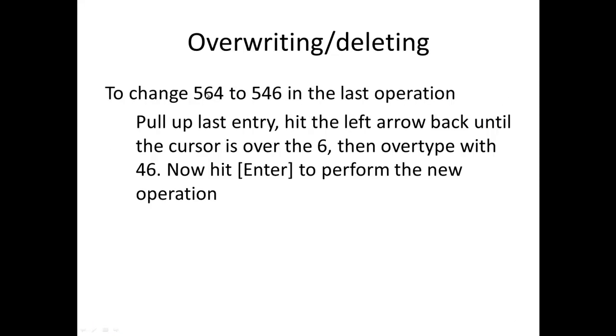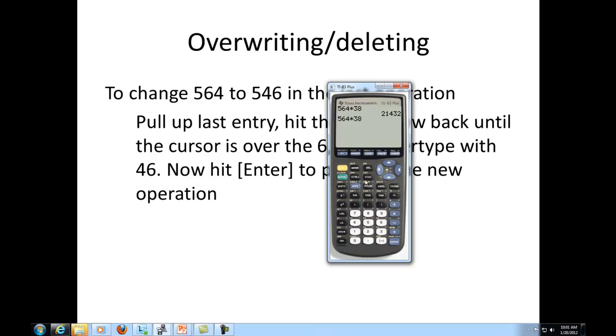Well, what if I had accidentally reversed my digits? That's a really common error to make, is to reverse digits as I'm entering them. So I've pulled up the last entry. If I arrow over and change, notice that it replaced the number that I have highlighted. Now if I hit enter with those two numbers replaced, it's performed the calculation.